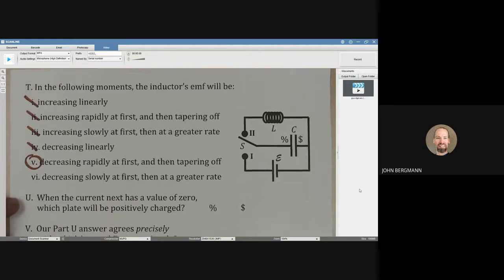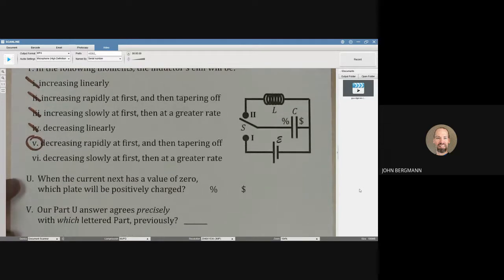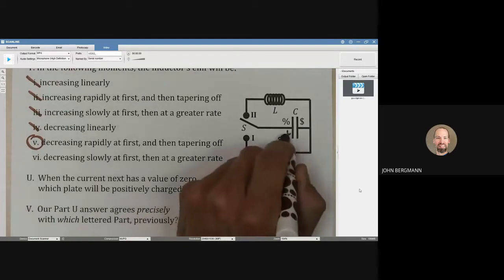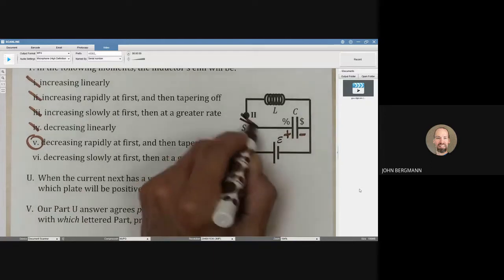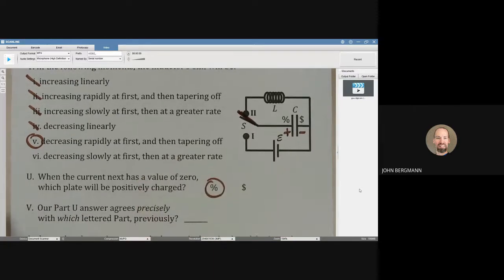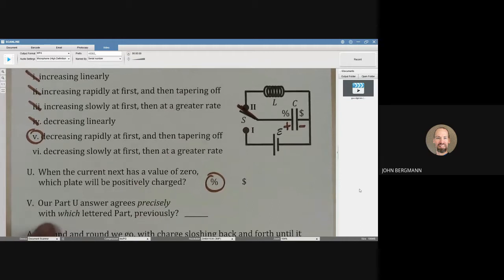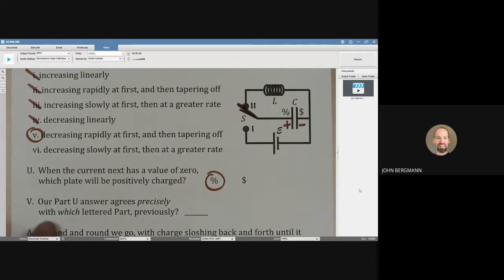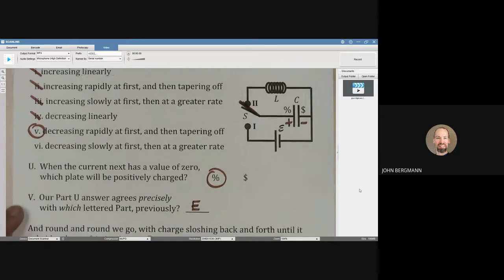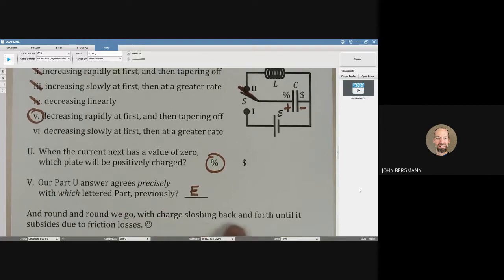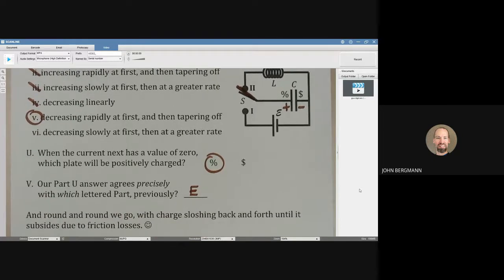Nearly done here. When the current next has a value of 0, which plate will be positively charged? Well, now that one's going to be positively charged, and that one's going to be negatively charged. And our part U answer agrees precisely with which lettered part? You can rewind in the video if you wish. Part E. In essence, what's going to happen is round and round we go. Charge sloshing back and forth until it subsides due to friction losses.